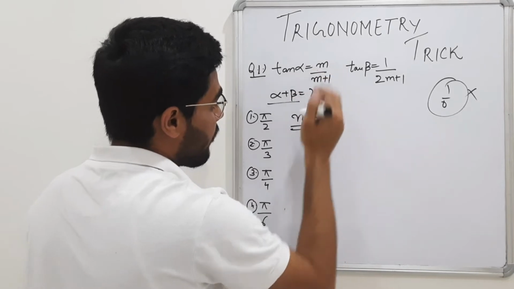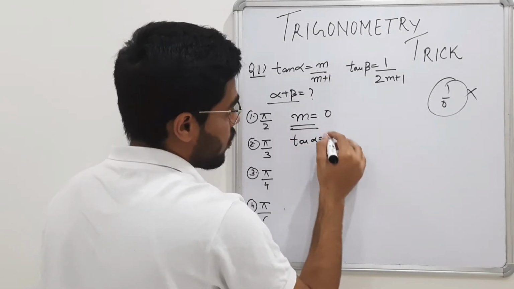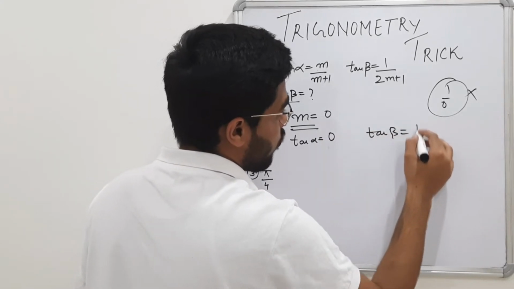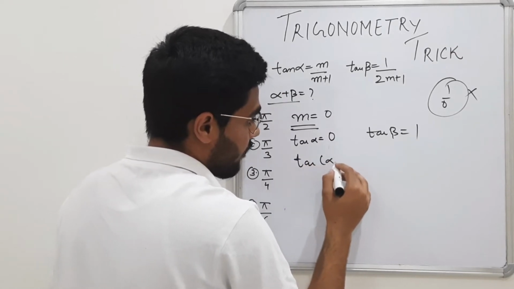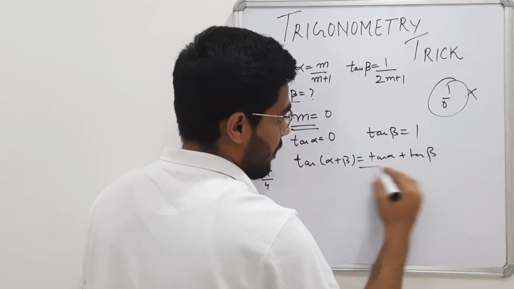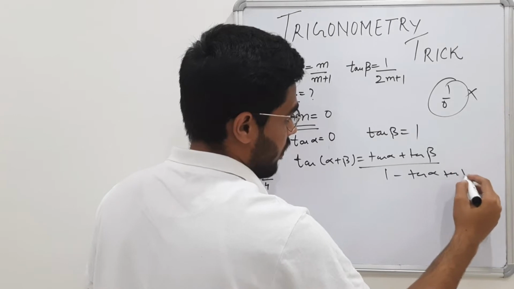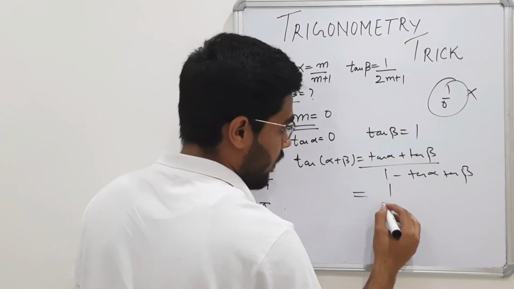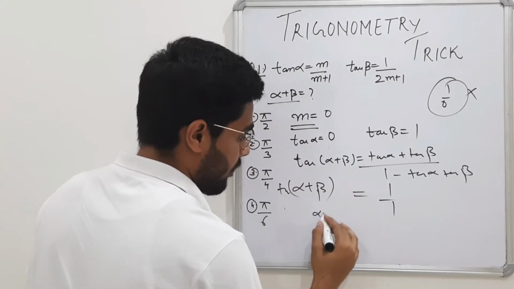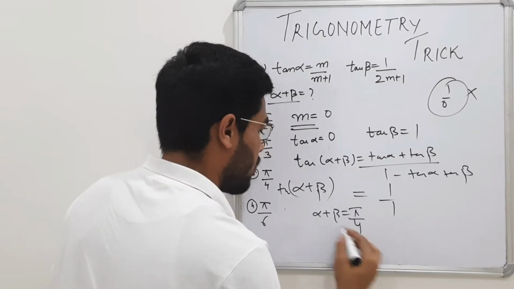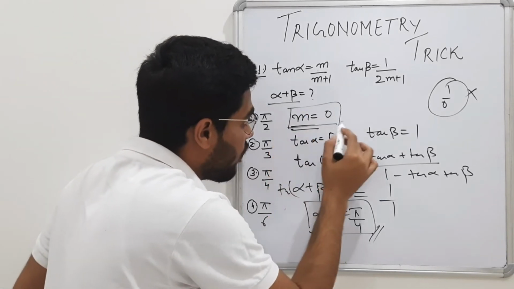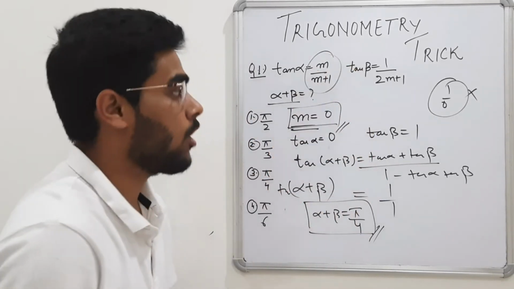That is, tan alpha will become 0, and tan beta equals 1. If you solve, tan of alpha plus beta equals tan alpha plus tan beta upon 1 minus tan alpha tan beta. It will come out to be 1 upon 1, and alpha plus beta will become pi by 4. So this is the trick of this question: you have to replace the value of m such that it becomes simple and it should not become indefinite.